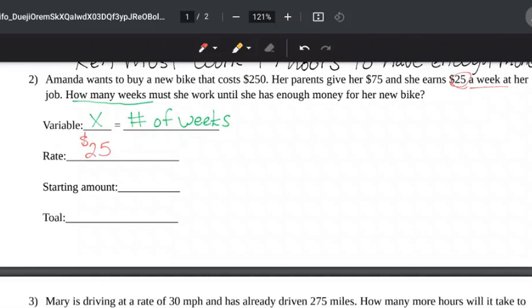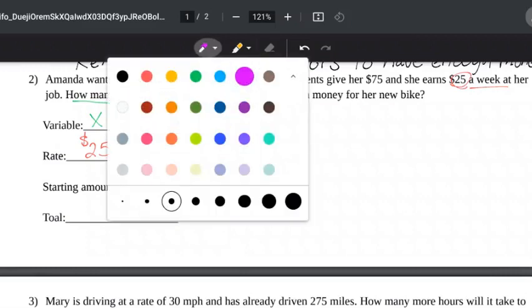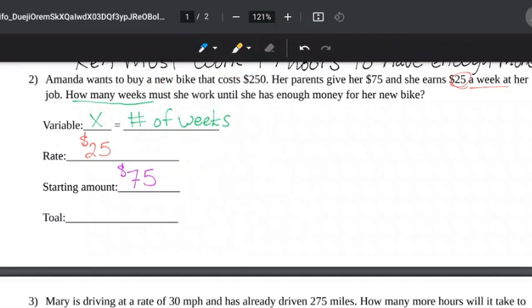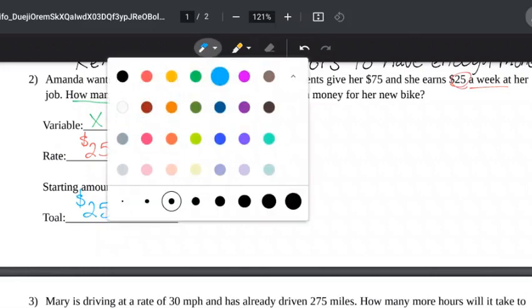Our starting amount, or Amanda's starting amount: she wants to buy a new bike that's $250. Her parents give her $75. So before Amanda works and earns any money, she has $75. And then the total is $250. That's the total that Amanda needs to get to in order to buy the bike. So let's go ahead, set it up.